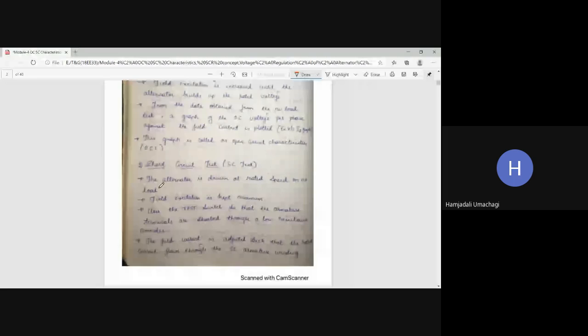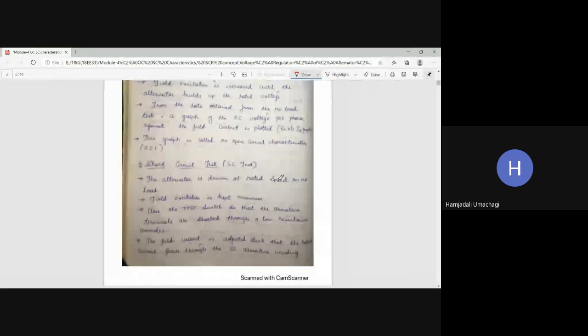Now we will see the second test in the EMF method. The second test is the short circuit test. In the short circuit test, the alternator is driven at rated speed on no load. So initially the alternator is driven at rated speed, and that on no load condition. Field excitation is kept minimum. This is very important. Here we are going to keep the field excitation at minimum value.